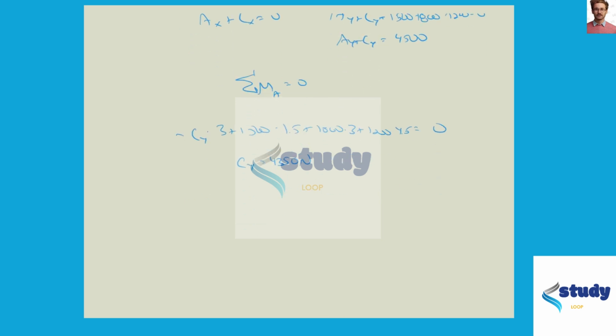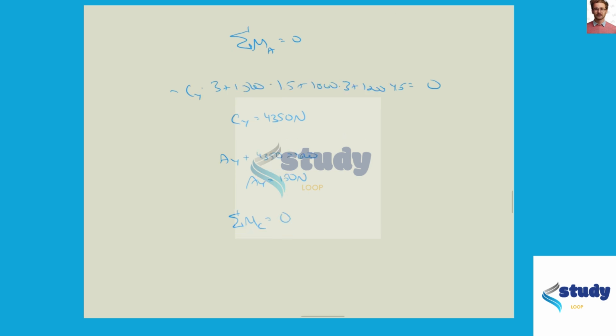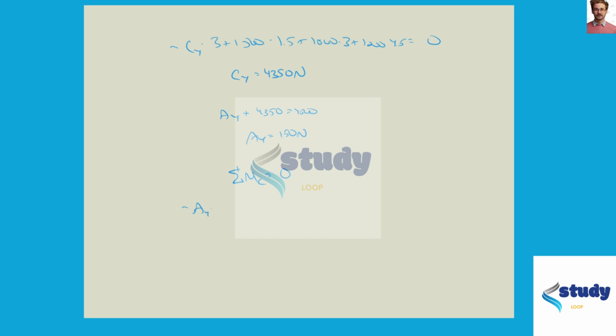And substituting this into the force equation, then A sub y has to be equal to 150 newtons. The sum of the moments about point C has to be equal to 0, and taking moments about point C confirms that the moment calculations are consistent, because we're going to get 13,950 equals 13,950.